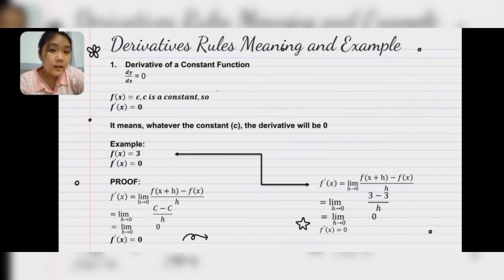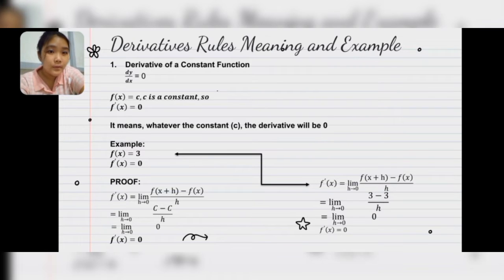When f of x equals c, a constant, the first derivative is equal to 0. It means whatever the constant c is, the derivative will be 0. Example: the function is 3, and then the first derivative will be 0.